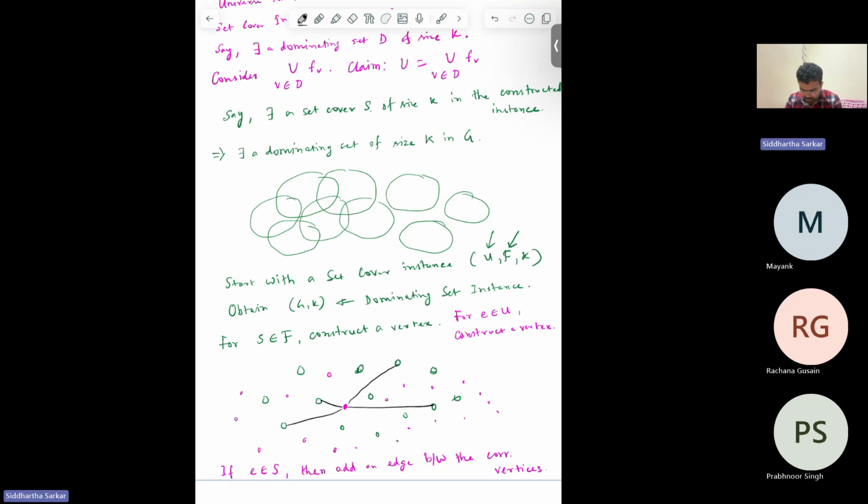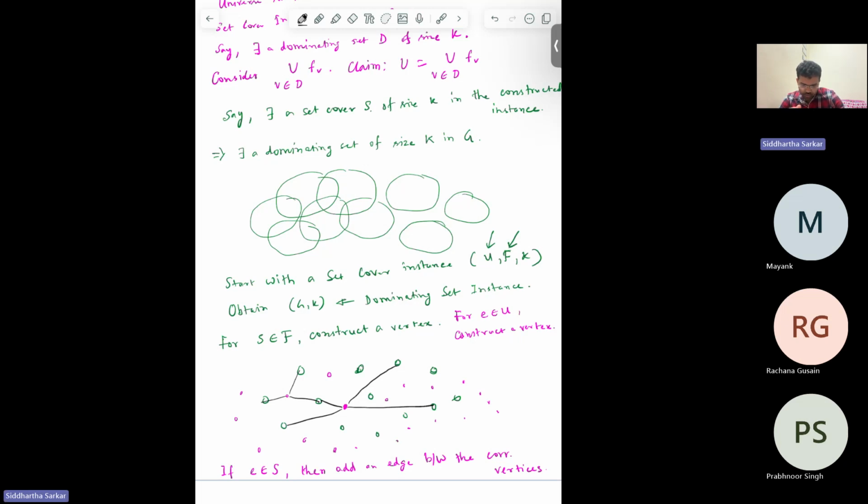A set can contain multiple elements, so the graph would capture essentially this containment relationship between the sets and the elements. Now you have to show that a yes instance of set cover would mean that there is a yes instance of the dominating set and the other way around. That part I will leave to you to think about, and then we'll move to the next question.